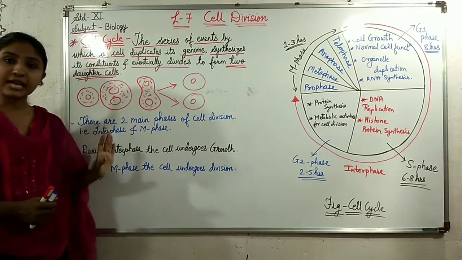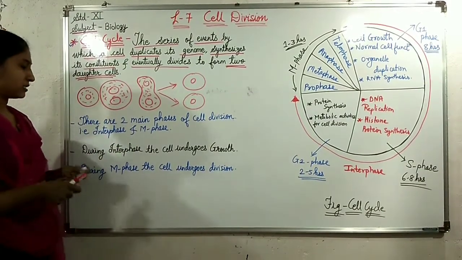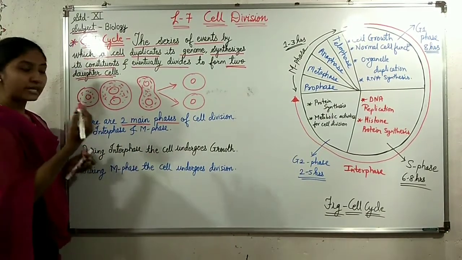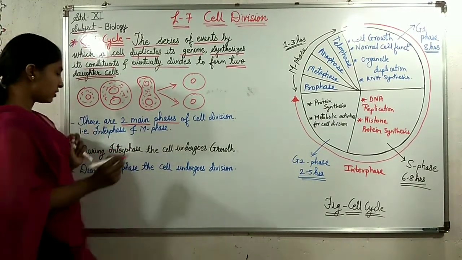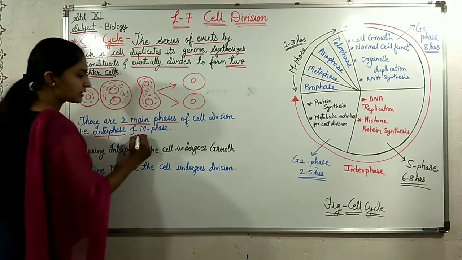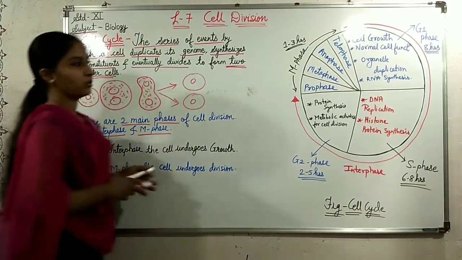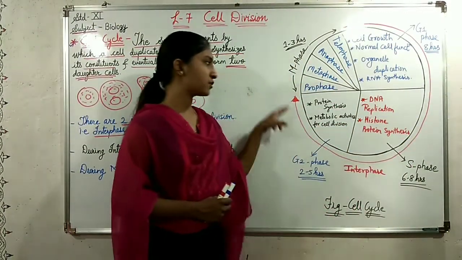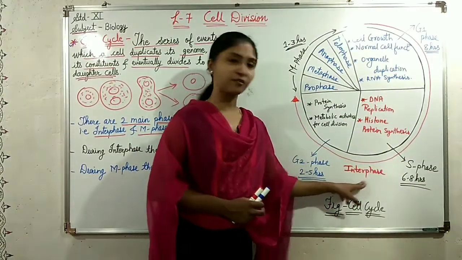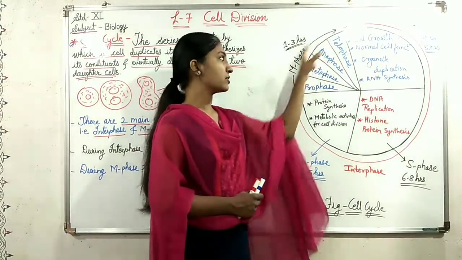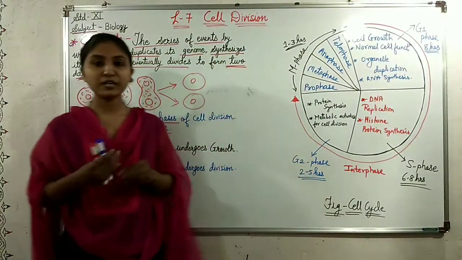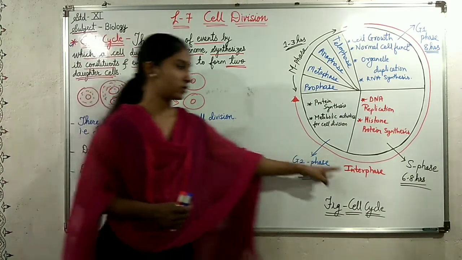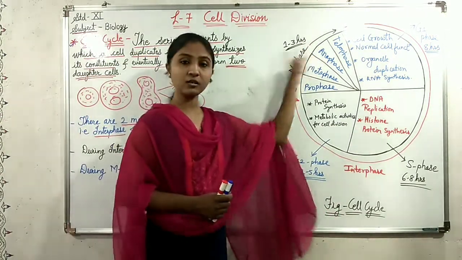Now this cell cycle, or cell division, has two main phases. First is the interphase and second is the M phase. In this diagram, as you can see, this whole red colored arrow which I have shown here is the whole interphase, and this one is the M phase. So the cell cycle has two main phases: first is the interphase and second is the M phase.